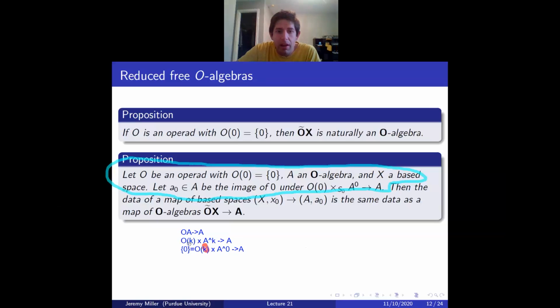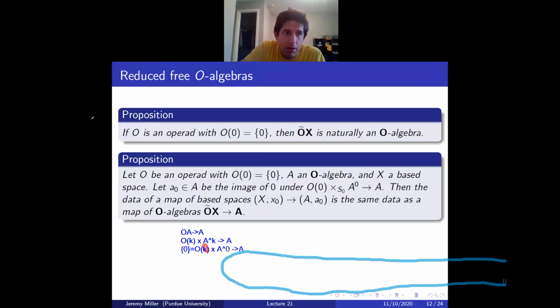Yeah, so when you plug in K is 0, then the space on the left is just a point. So you get a map from a point into A. A map from a point into a space is the same data as a base space. So the upshot of what's highlighted in light blue is the statement that under the condition that O of 0 is a single point, an O algebra in particular is a based space. There's a preferred base point, it's just the image of this one-point set mapping to A. Okay, so that's the first part of the proposition.